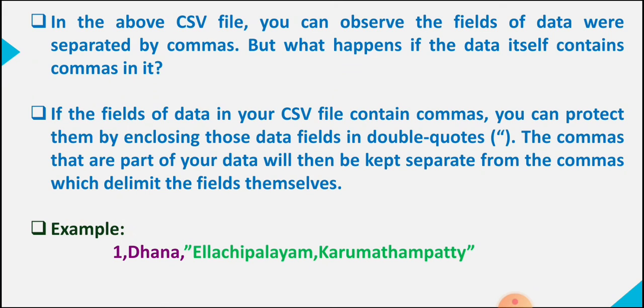The commas that are part of your data will then be kept separate from the commas which delimit the fields themselves. Okay. Now you can see the example, 1 comma, then a comma within double quotes, Elachipaliyam, comma, Karamatham-patti. Okay, here comma is also used as one of the data fields. Okay, so we are using two names, Elachipaliyam, comma, Karamatham-patti. Okay, so these two values are separated by comma. If you want comma also to be part of the CSV file, for that we include it within double quotes.